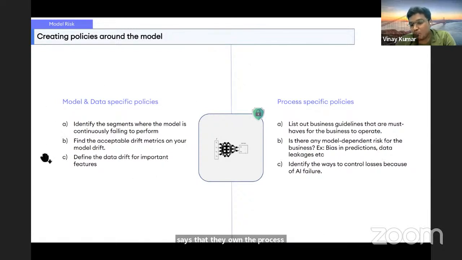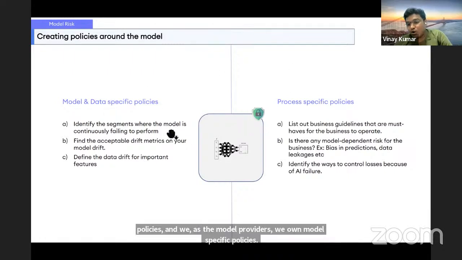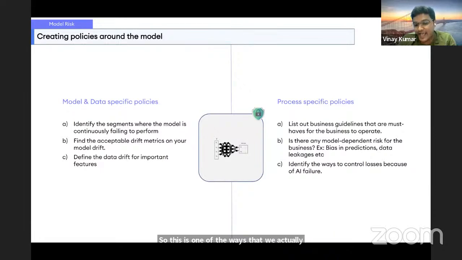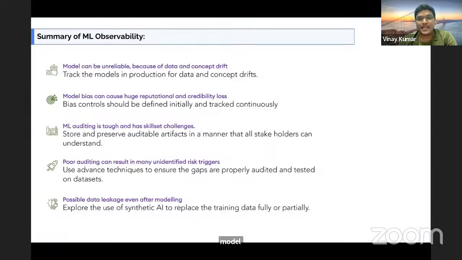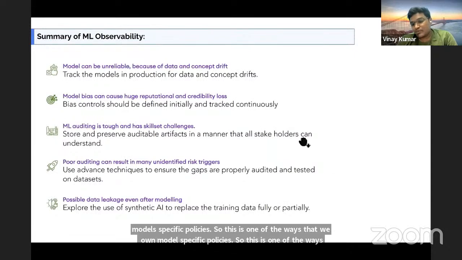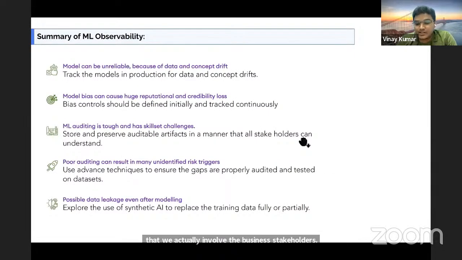And we, as the model providers, we own model specific policies. So this is one of the ways that we actually involved the business stakeholders as part of the process. And they have a similar ownership on the solution as much as we being the model builders having the ownership. So all this is what we have done differently in our use case.